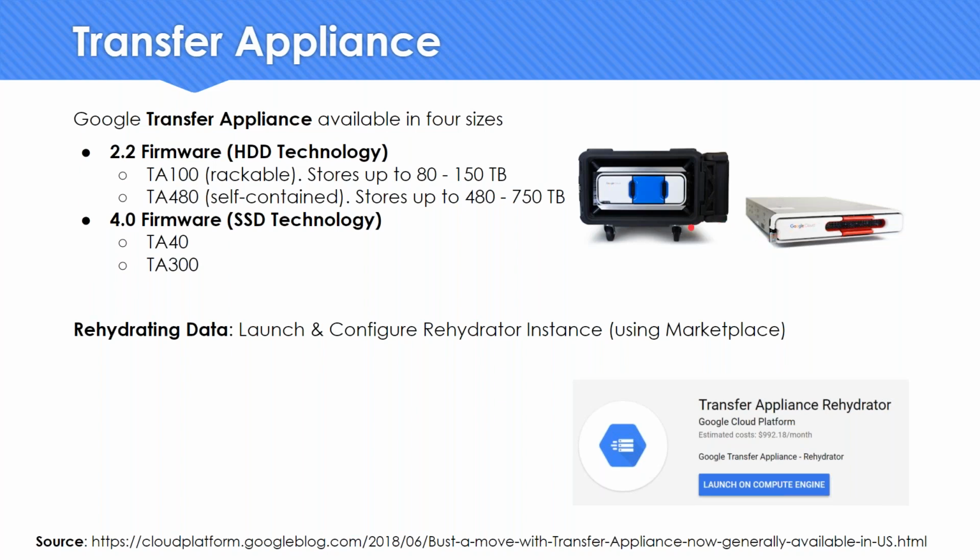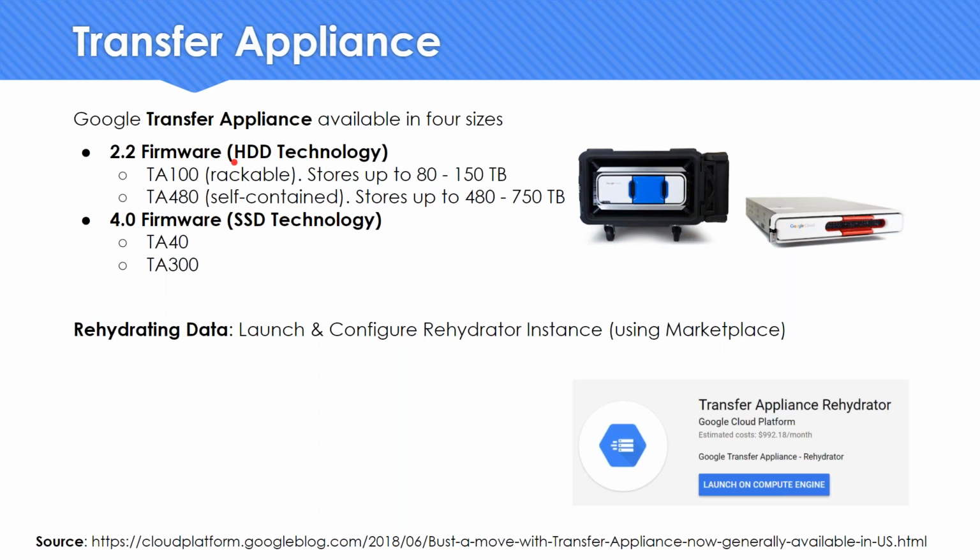This one has some wheels, all those things inbuilt, so it's going to be self-contained. So you don't need to put it into a rack. And your transfer appliance comes in four different sizes, and there are two firmwares available: 2.2 version, 4.40 version.